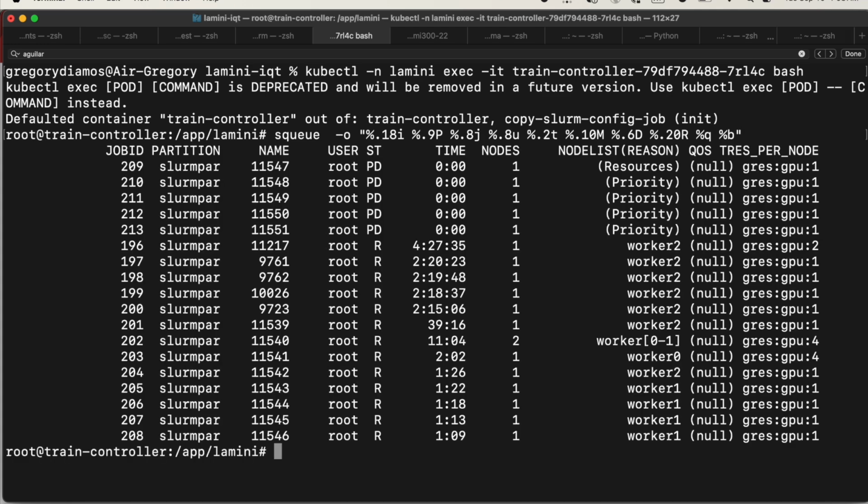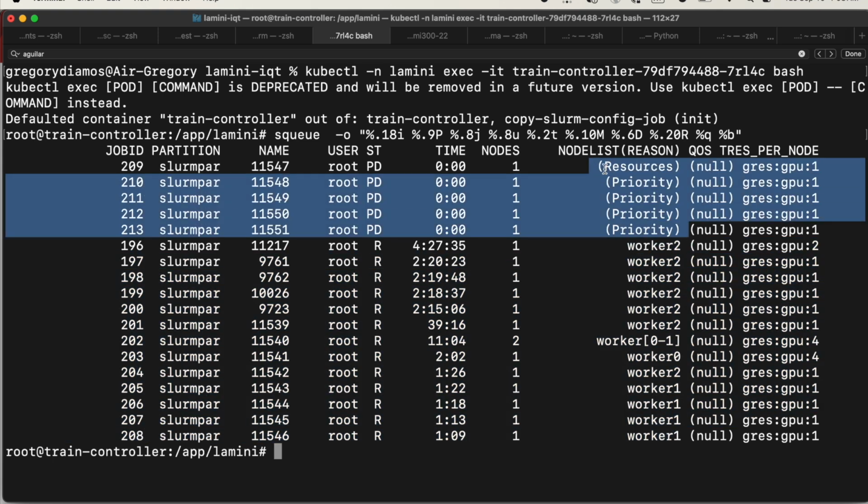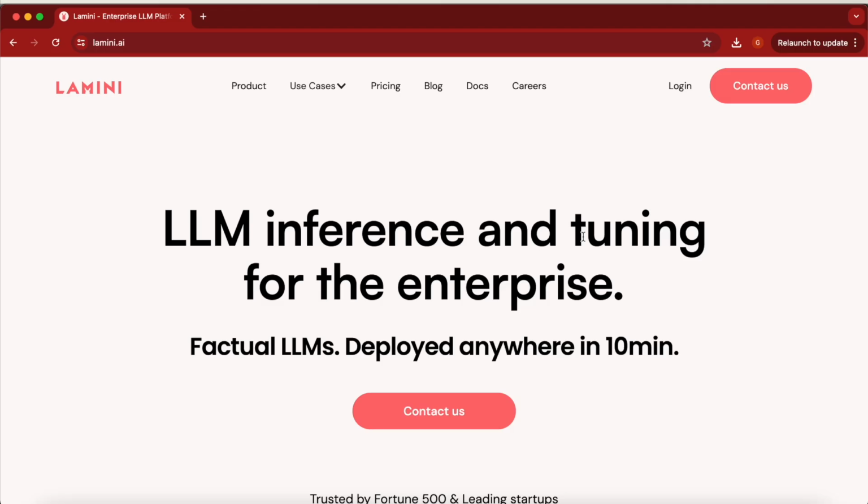So let's look to see what's happening inside of the cluster. Well, it looks like we're running over 10 jobs. Some of them are actively scheduled, and some of them are waiting in the queue because they don't have enough resources or they're not at the front of the queue yet. And we can see some of them are using multiple nodes and multiple GPUs per node. And some of them are using multiple GPUs on a single node, and some of them are just using a single GPU. So now that the cluster is up, let's log into it.